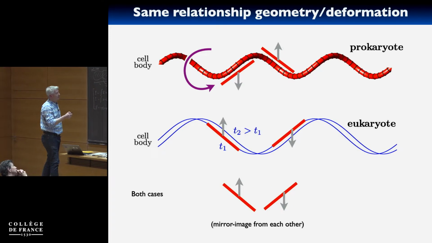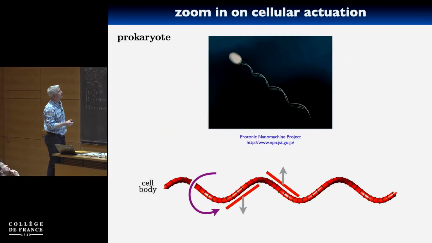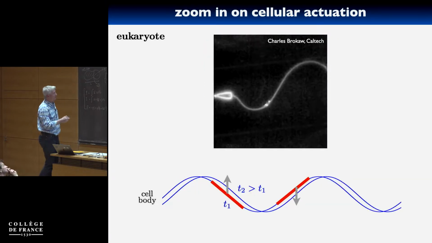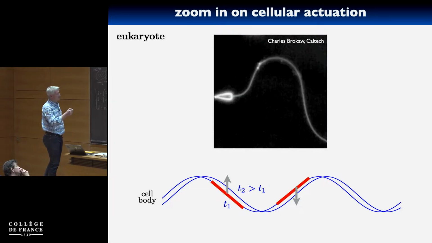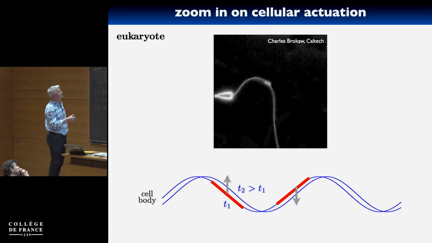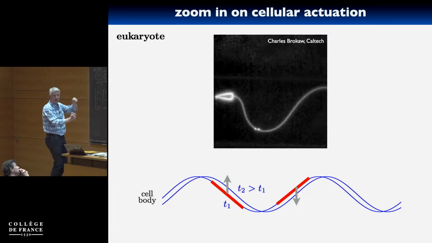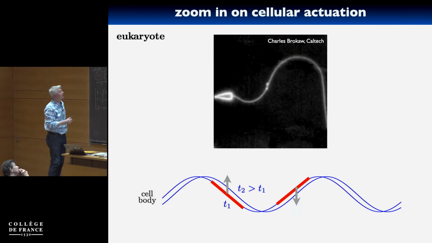Now, if you look at a sperm cell, there we go. If you look at the next type of motion we discussed for a sperm cell, this is a traveling wave of deformation. This is no longer a passive rotation. This is now active deformation of a flagellar wave.